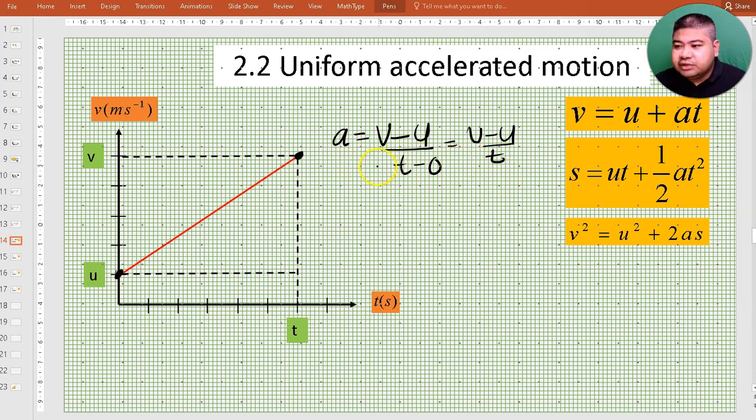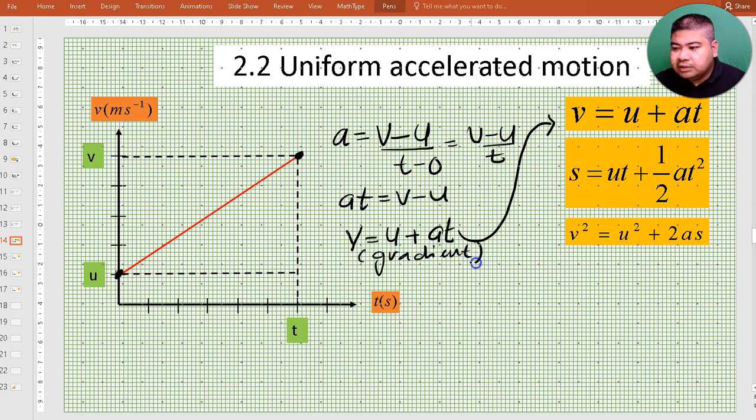Then we can rearrange the equation and it gives us at equals v minus u. So we can rewrite the equation: we bring u to the left, and then we rearrange so that v is on the left. So v is equal to u plus at. The gradient of the graph v against t gives us the first equation. So the first equation is obtained from the gradient of the graph.